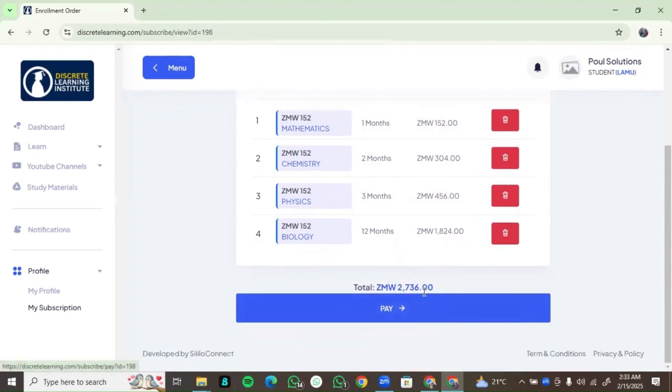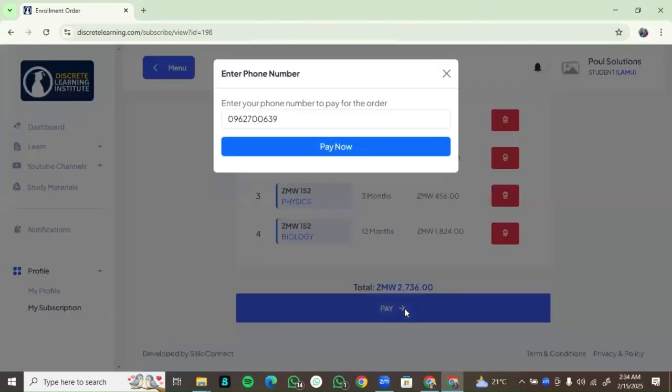Okay, so this is the total amount that you want to pay for 12 months biology, 3 months physics, 2 months chemistry, and 1 month mathematics. So you're just going to click on pay. Okay, and then this pop-up is going to come. So here, you're going to put the number that you're going to use to pay. Okay, so you can use Zamtel, MTN, or Airtel. Okay, any of those are okay, you can put them there.